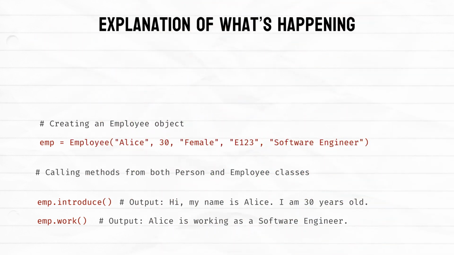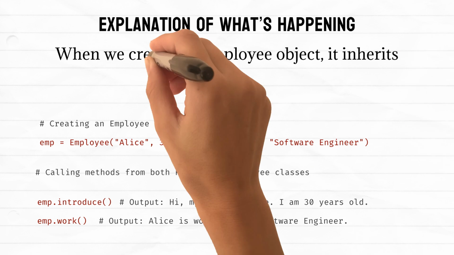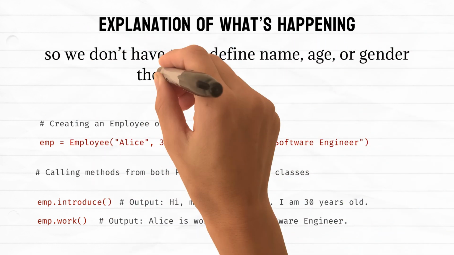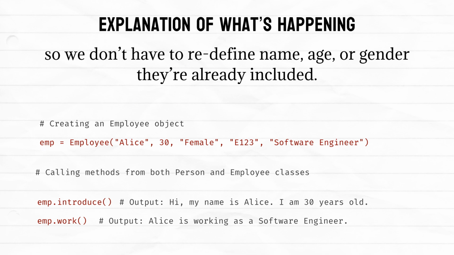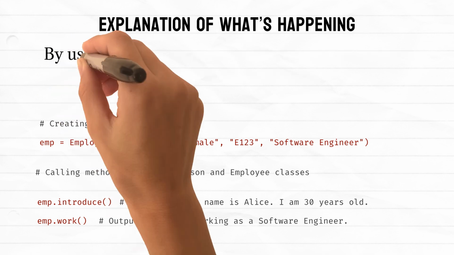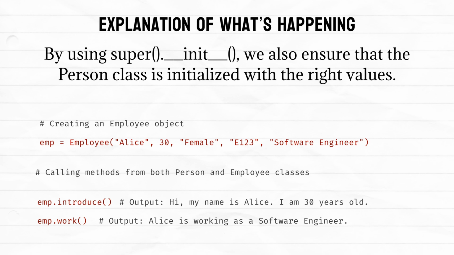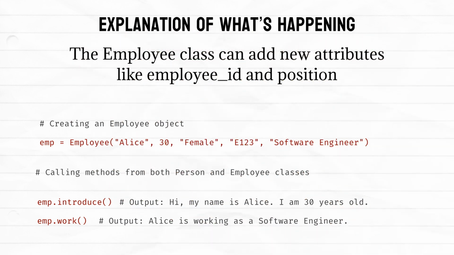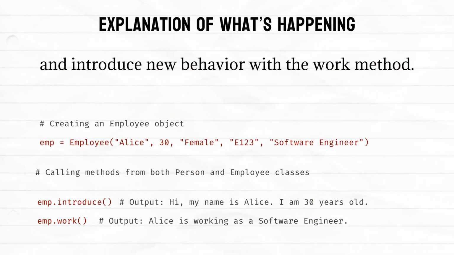Explanation of what's happening. When we create an employee object, it inherits everything from person, so we don't have to redefine name, age, or gender. They're already included. By using super().__init__, we also ensure that the person class is initialized with the right values. The employee class can add new attributes like employee ID and position and introduce new behavior with the work method.